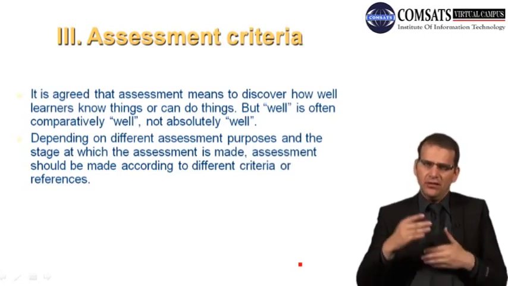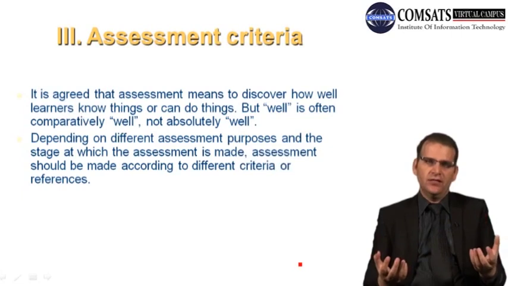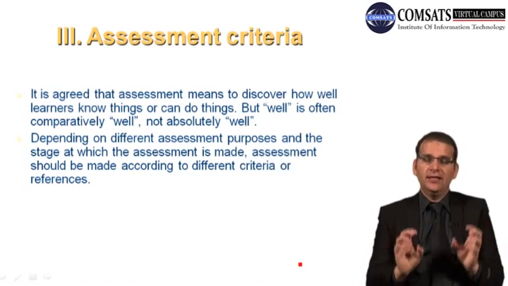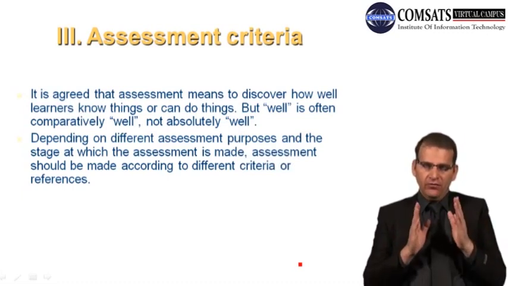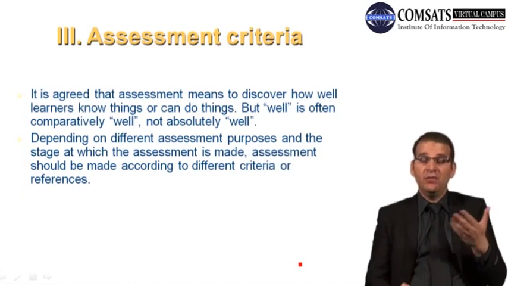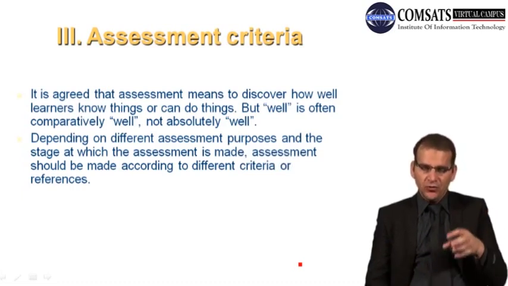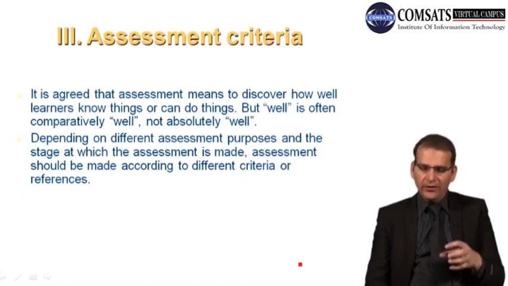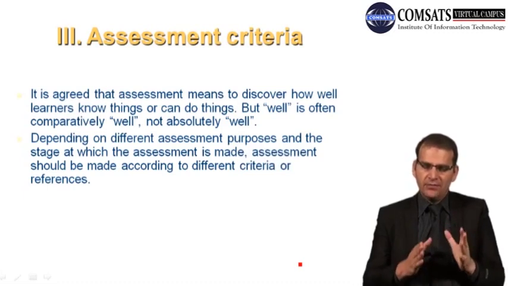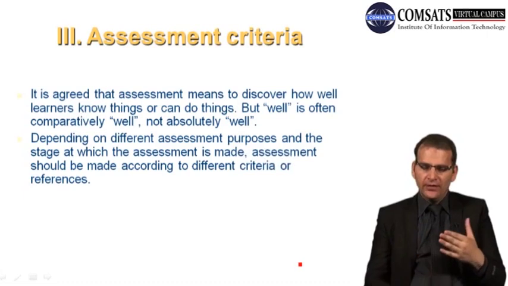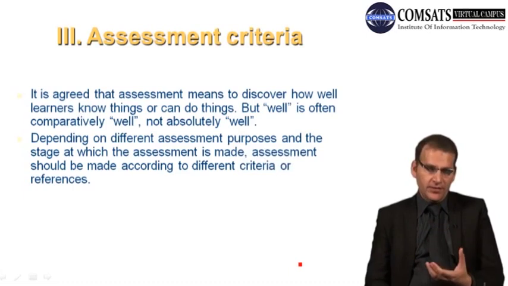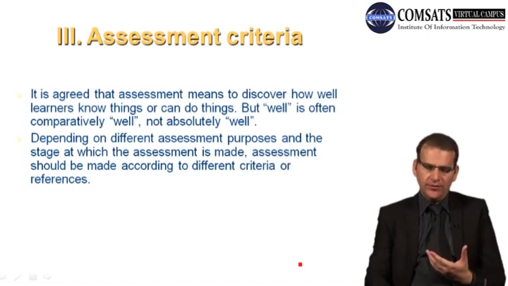In the social sciences, we deal with society, we deal with people, and no two persons think alike. Maybe for one student it is 90%, for another maybe it is 70%. So that's why it is comparatively well, not absolutely well. So depending on different assessment purposes and the stage at which assessment is made, assessment should be made according to different criteria or references. So we need to have some references or criteria to do our assessment.